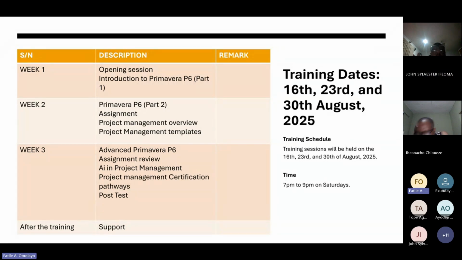And after the training, of course, there will be that continuous discussion on areas that you think I might be of help in your project management and journey going forward. So that is the overview for our training for the 3 weeks.